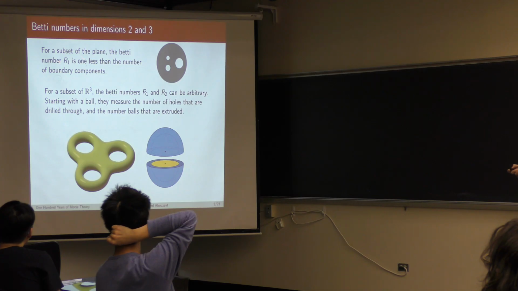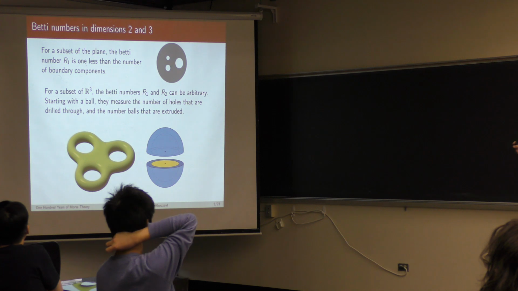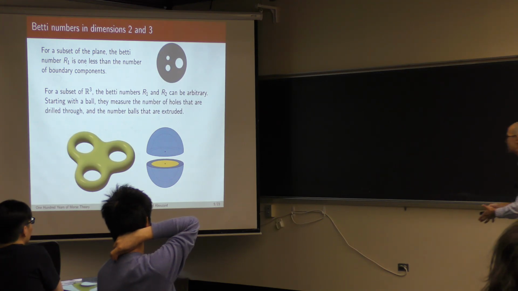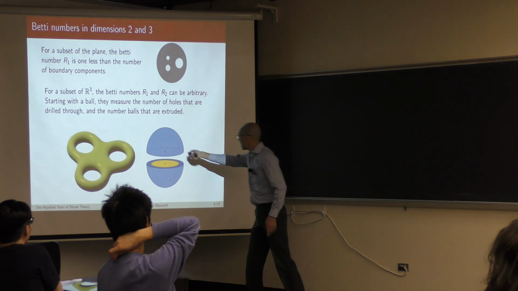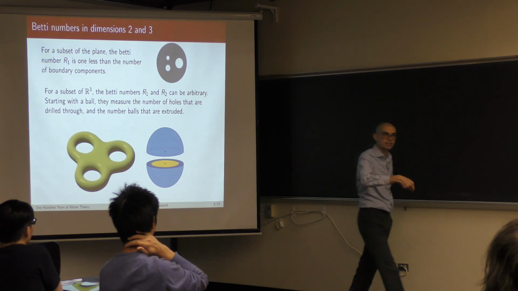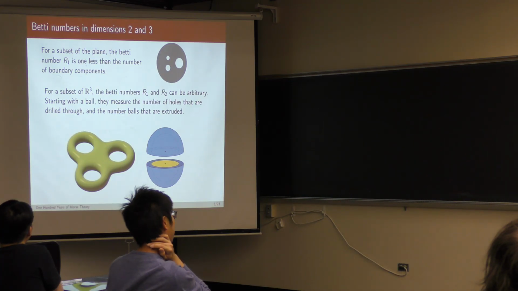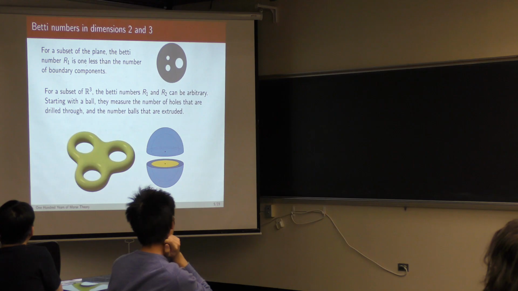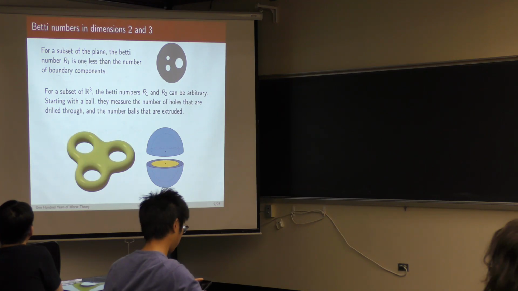The number R1, if on the plane, is just one less than the number of boundary components. Remember, everything is a subset of the plane. But for R3, there are two kinds of holes you can have. There's the kind where you literally have something filled with jelly inside, and that's one kind of hole. And then there are the holes which form the genus of the boundary, which you can see on the boundary as giving you genus. So that's R1 and R2, these two types of holes. And of course, in higher dimensions, there are different types.